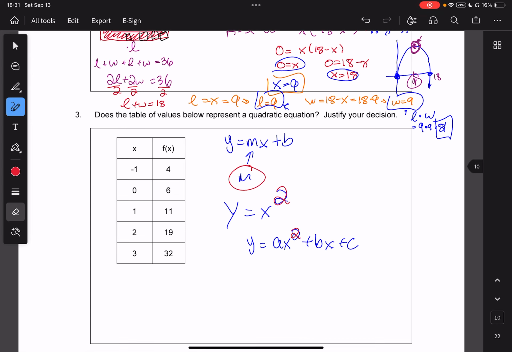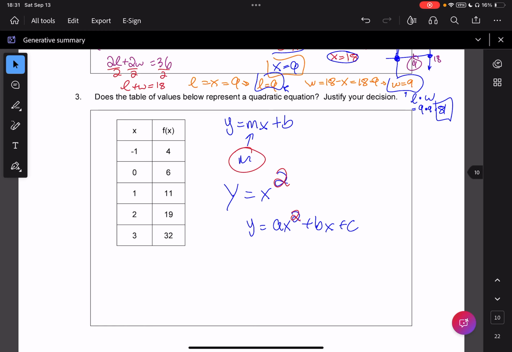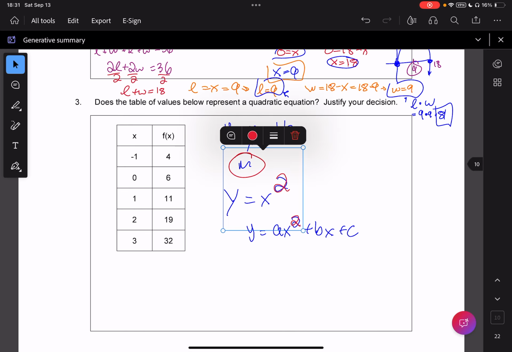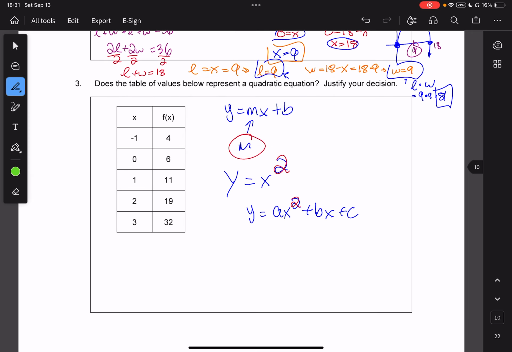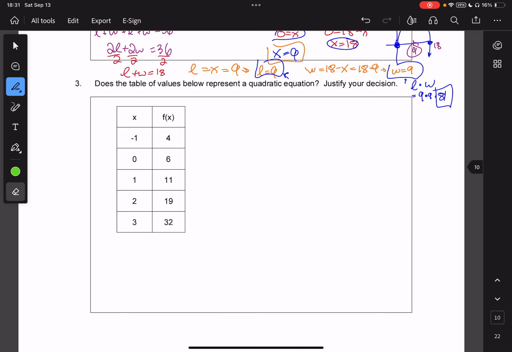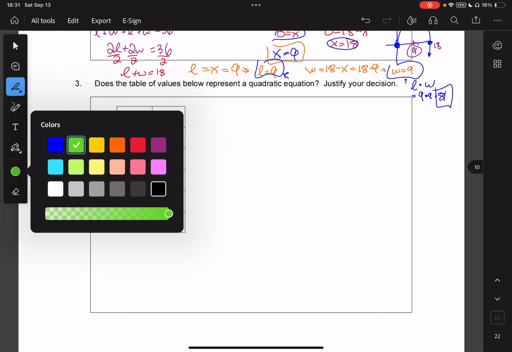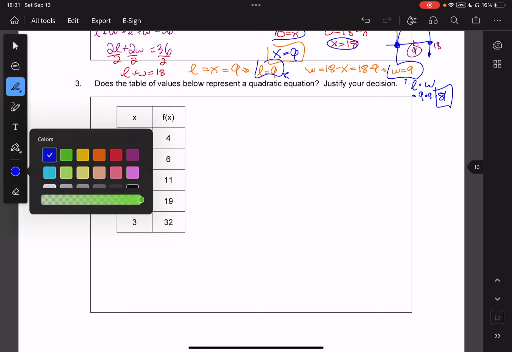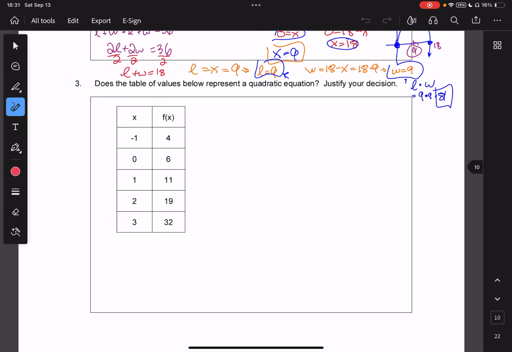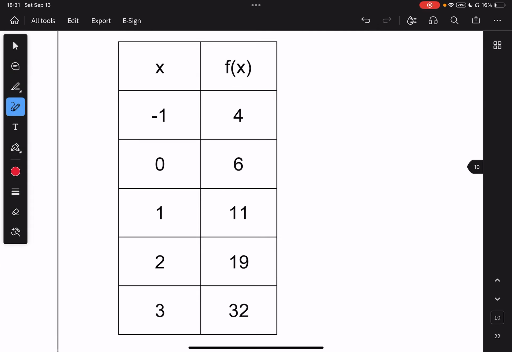So how we can do this, let's move all of this stuff. Okay, I can't move it, so I'm just going to erase it all. So let's erase everything and start by manipulating the table. So what do I mean by manipulate the table? Well, let's look at our values. Let's zoom in really close.